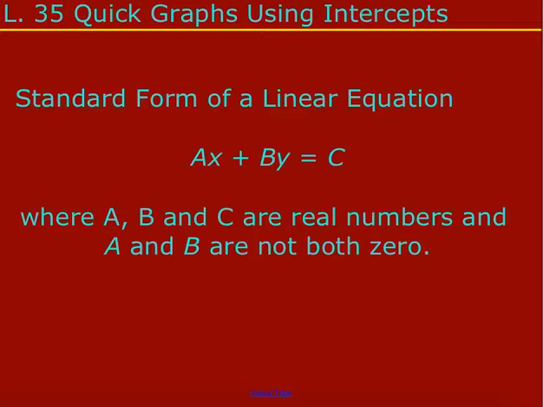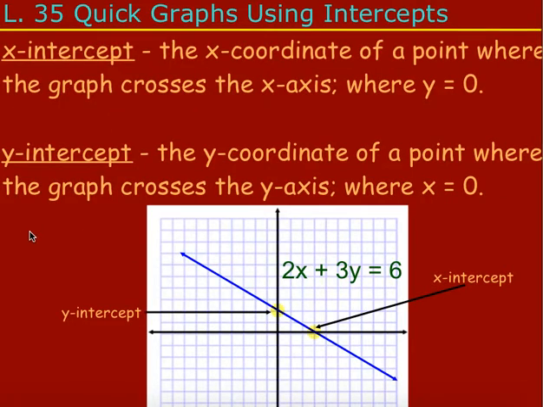So, to be able to use this, we need to find a couple things. We need to find the X intercept, which is where our graph crosses the x-axis. This means that y is going to be 0 in that case. The Y intercept, on the other hand, is where we cross the y-axis. That is where x is 0.